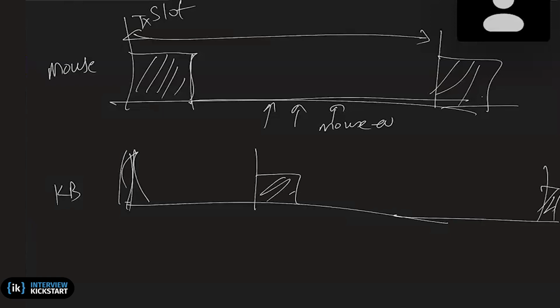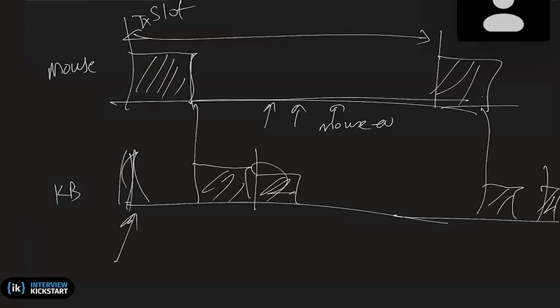Or you could make sure that the master can negotiate such that the keyboard slots are adjacent to the mouse slots. So when the master wakes up, it can finish the mouse event, it can finish the keyboard packets, if any, and then goes back. So this is the master, which is the tablet, let's say.